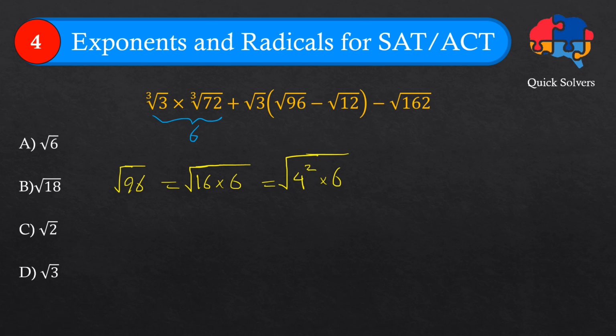And as I said before, when we have the mth root of a to the power of m, well, this m and this m cancel out each other, and what is left is a. So I can take this 4 out and write it as 4 times the square root of 6. And I cannot further simplify this. So this is this. Okay, now I have square root of 12.